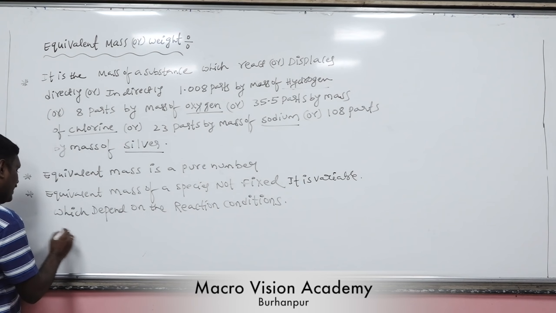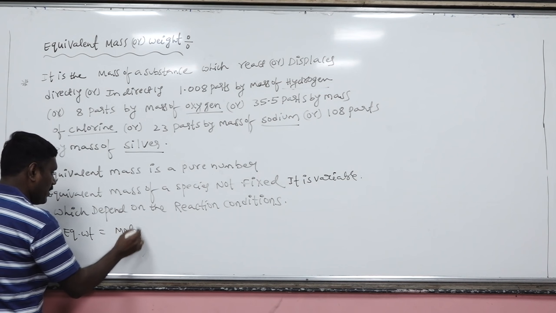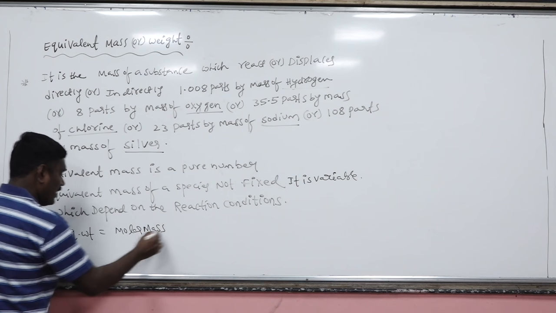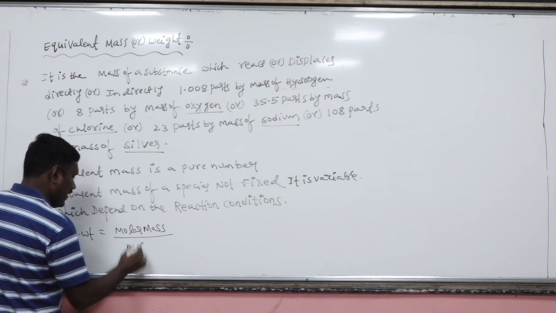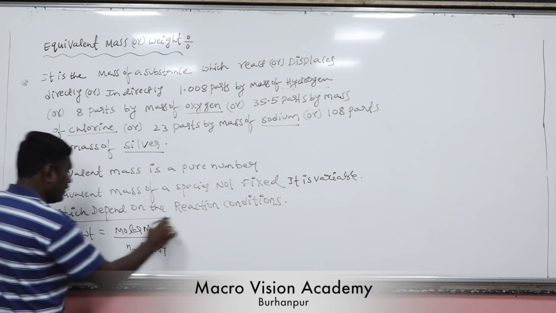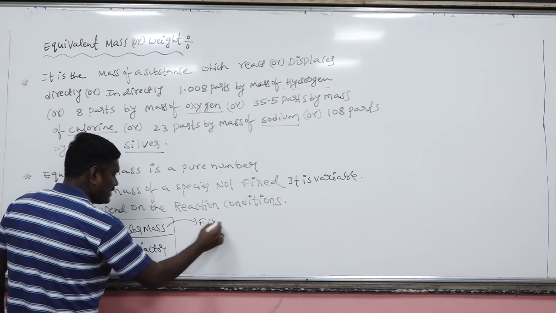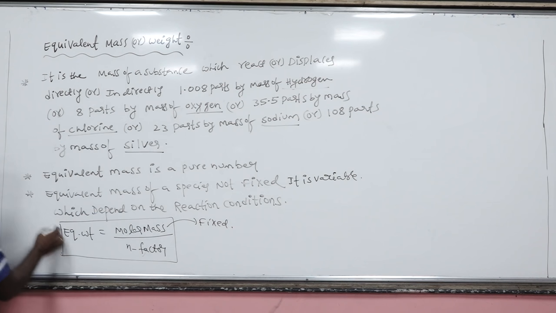Now, how to calculate the equivalent weight? Just now I told you, molecular weight or molar mass divided by what? N factor. Remember, molar mass is fixed. Molar mass is always fixed. Yes or no? But equivalent weight is not fixed.